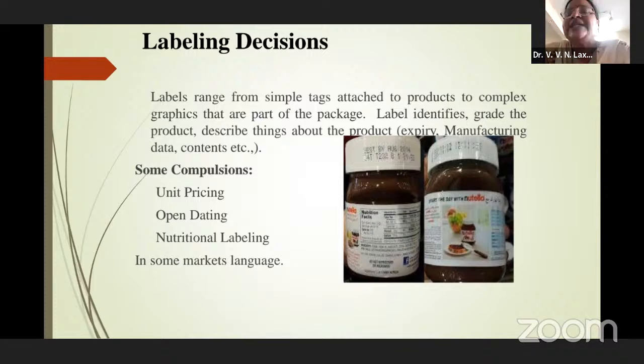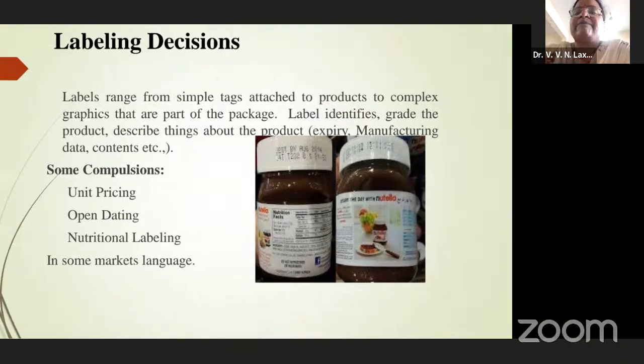So labels range from simple tags attached to products to complex graphics that are part of the package. A label identifies and grades the product, and describes things about the product like expiry date, manufacturing date, contents and all, and many a times language also. And these are the labeling compulsions.